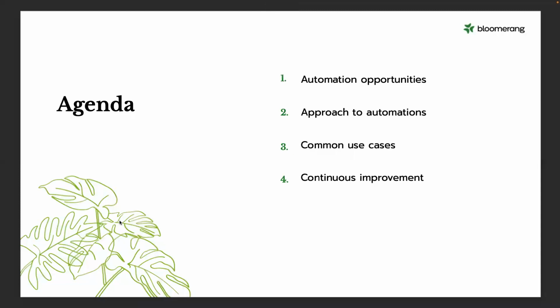Today is the first webinar in the series, and we are going to start by setting the stage for what can be accomplished with Bloomerang Zapier integrations. We're going to talk about some automation opportunities, what we see as a good approach to full system automation. We're going to look at some examples of nonprofit automations, and then review this idea of continuous improvement when it comes to automating your tech stack, which includes Bloomerang.